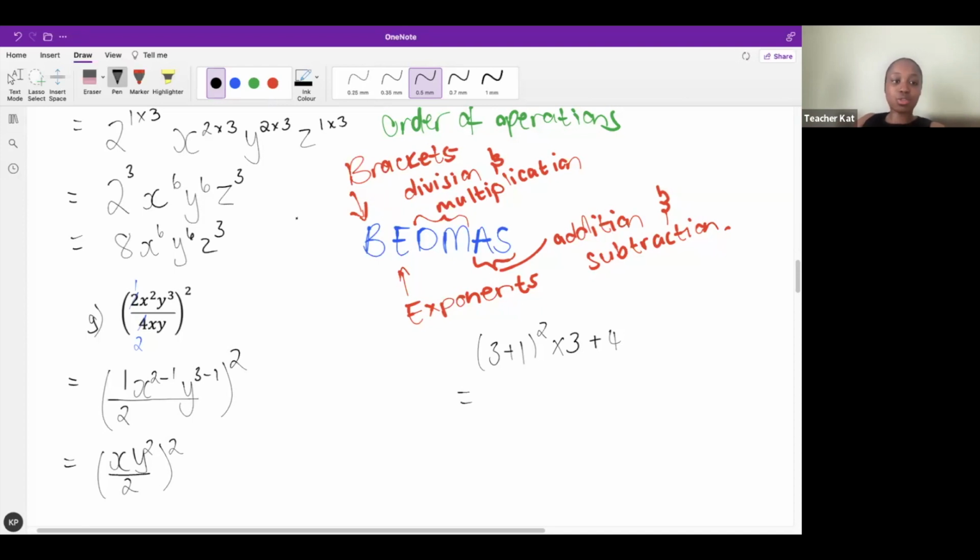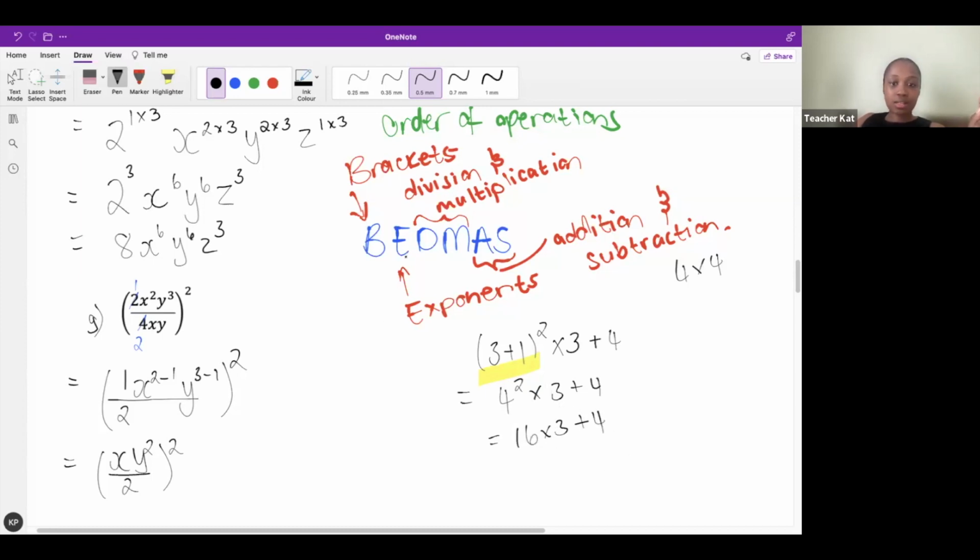So first one is brackets, which means whatever's inside the brackets, in this case 3 plus 1, simplify that first. Leave everything else alone, do what's inside the bracket. So 3 plus 1 is 4 squared times 3 plus 4. We're done with brackets. Now we move on to exponents, which means we must simplify this 4 squared. 4 squared means 4 times 4, which is 16. Be careful, it's not 4 times 2, it's 4 times 4. So then it'll be 16 times 3 plus 4.